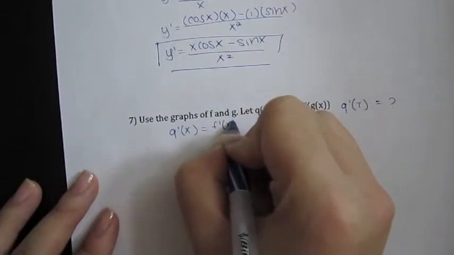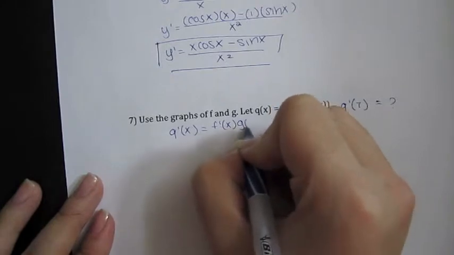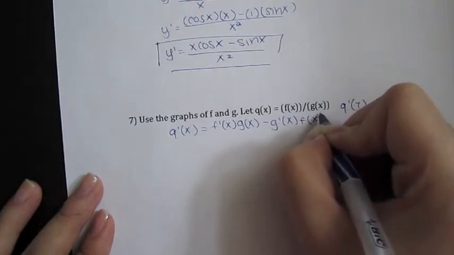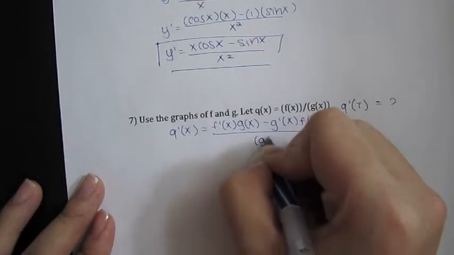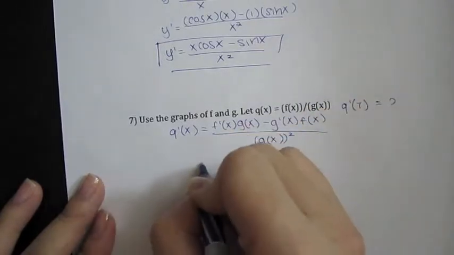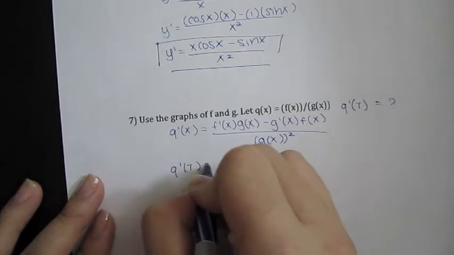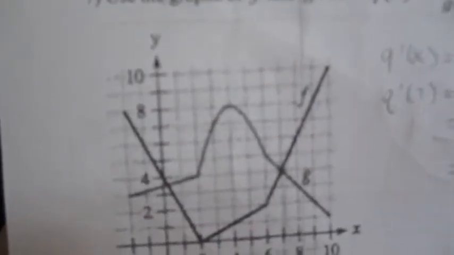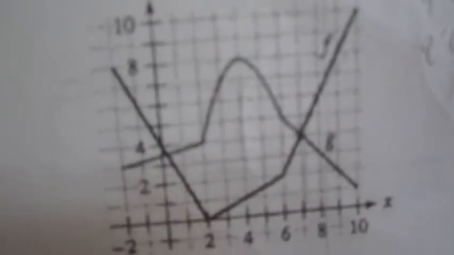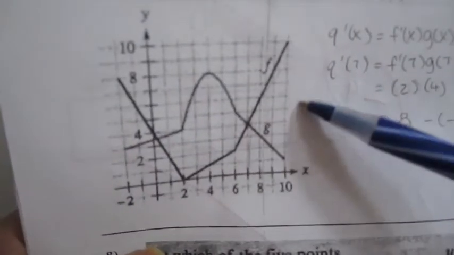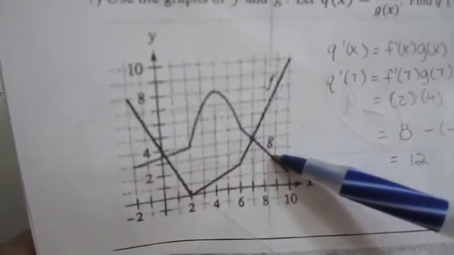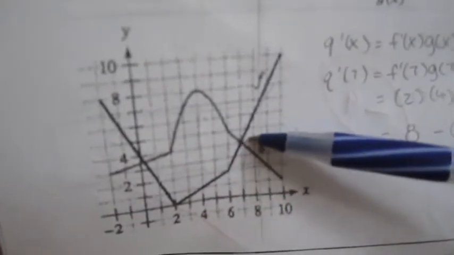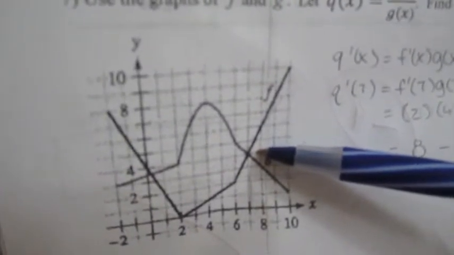derivative of the top, f of x, times the bottom, which is g of x, minus derivative of the bottom times the top. All this divided by bottom squared. Q of 7 equals 2. On the graph, this is the graph. This is f. This is g. We first have to find the derivative of f of x at 7, and that would be 2.